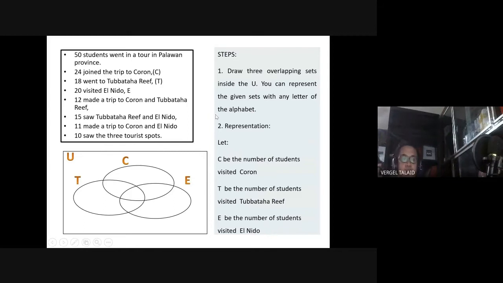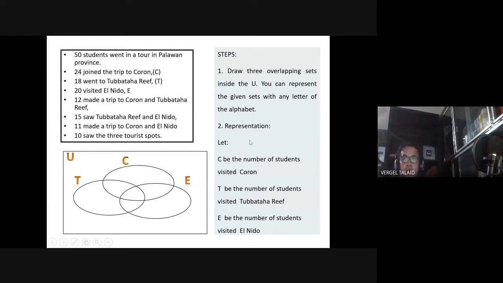So the first step is to draw 3 overlapping circles. Why 3? Because we have 3 different tourist spots mentioned in the given problem. So we have the universal set U represented by our rectangle, then 3 circles.